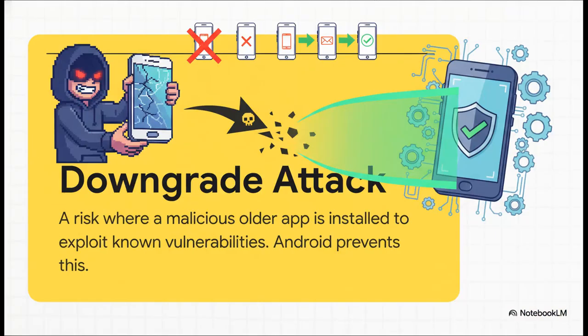The system blocks you to prevent something called a downgrade attack. Just imagine for a second if a hacker could trick you into installing an older, less secure version of your banking app, one with a vulnerability they know how to exploit. That would be a disaster. So to stop that from ever happening, Android's package manager is built to automatically reject any attempt to install an older app over a newer one. It's actually a security feature, not a bug.